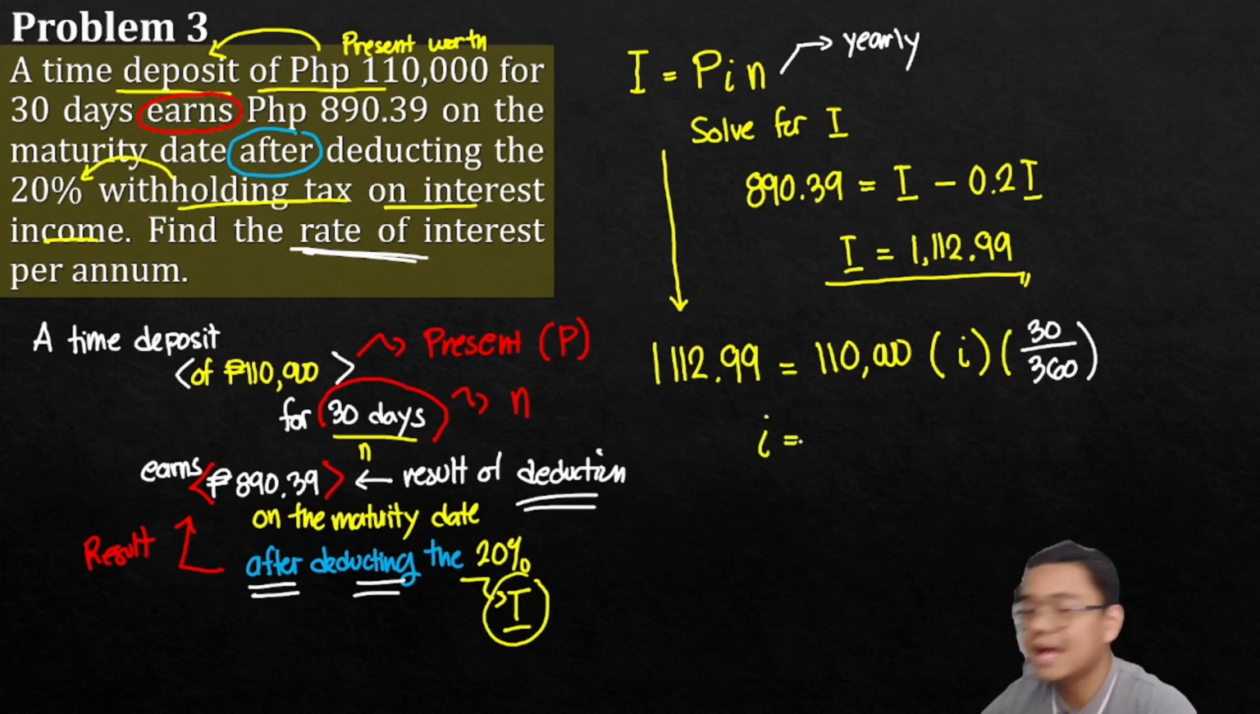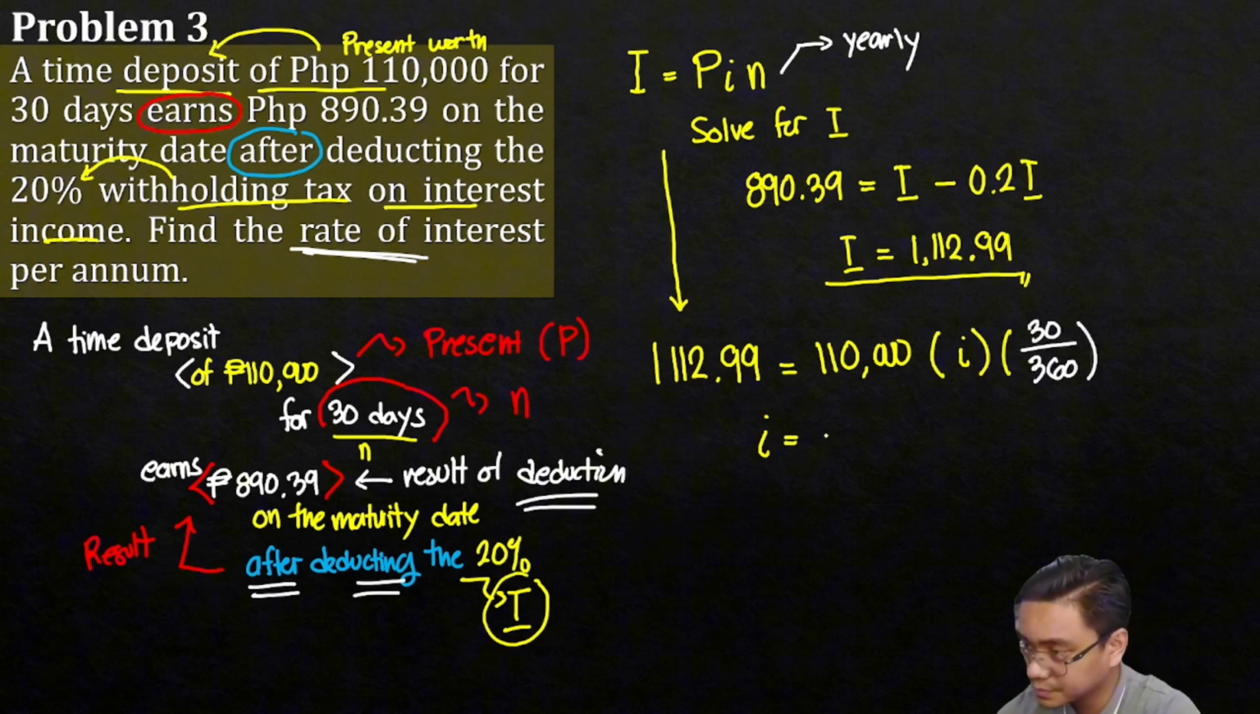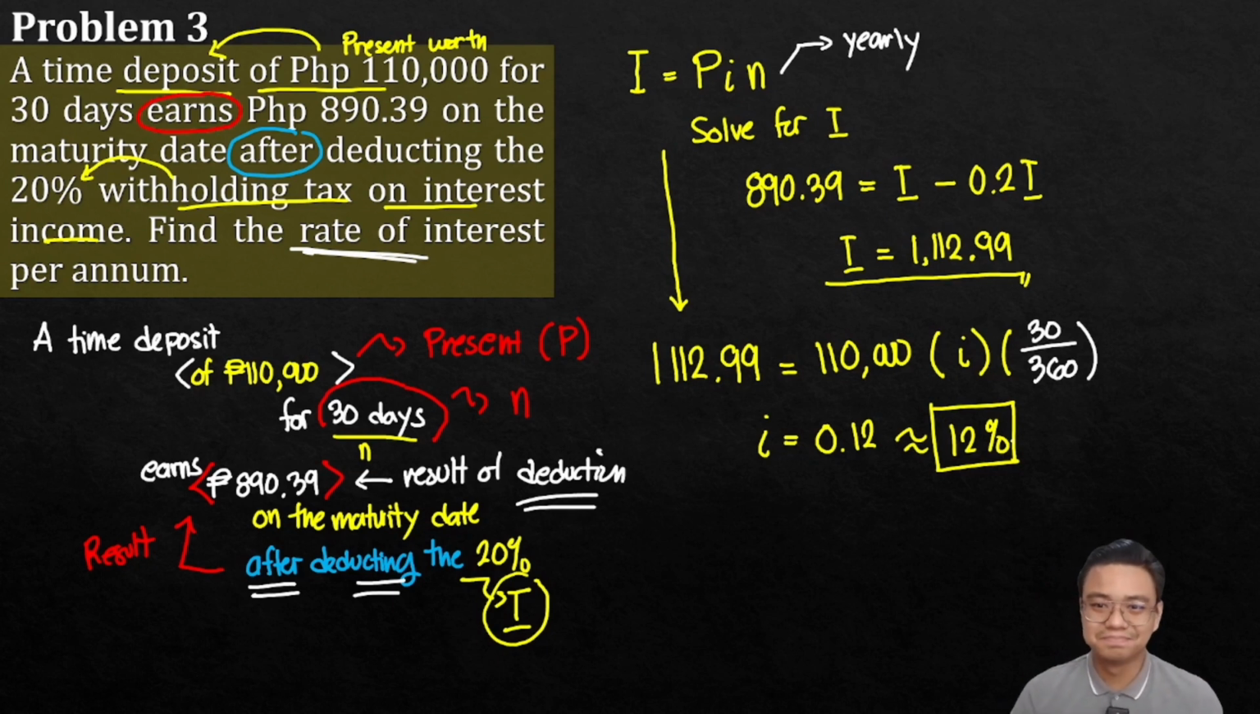Okay? So careful lang tayo, especially for the conversion, no? So you'll have here the value of your I, and that should give you, I don't know, ano to? 1,112.99 over 110,000 times 30 over 360. You know, you have 0.12%. Diba? 0.12%, or shall we say, this is 12%. That's how we're going to solve the problem. Okay po ba? Ayan. So, again, careful tayo sa pag-understand ng sentences, no?